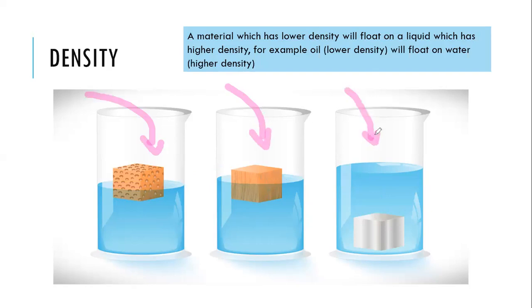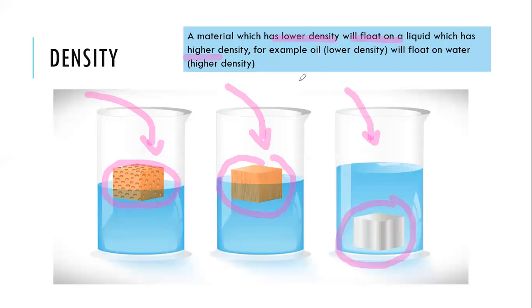And then what happens is that one is going to float, and the other one is going to float and then sink more than the first one. And the last one is going to sink completely to the bottom of the container. So how can I compare the density of these particles? What we need to say is that the material which has lower density will float, and the one which has higher density will sink in the water, in the liquid.